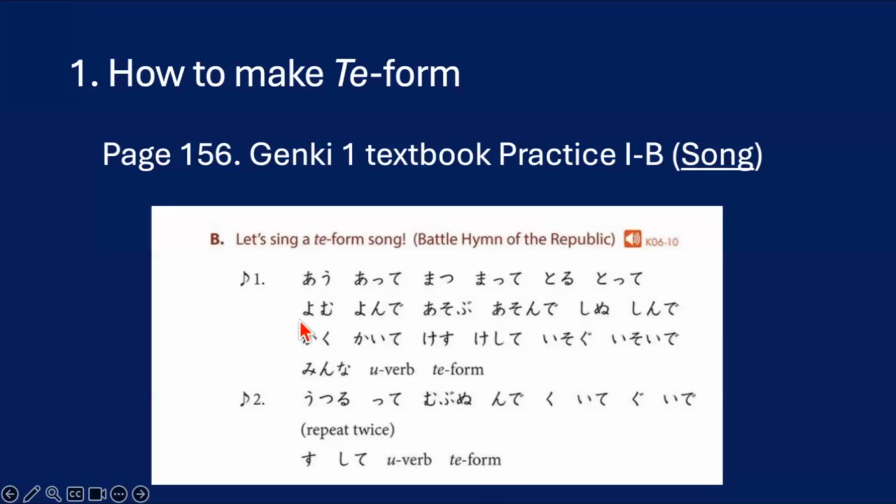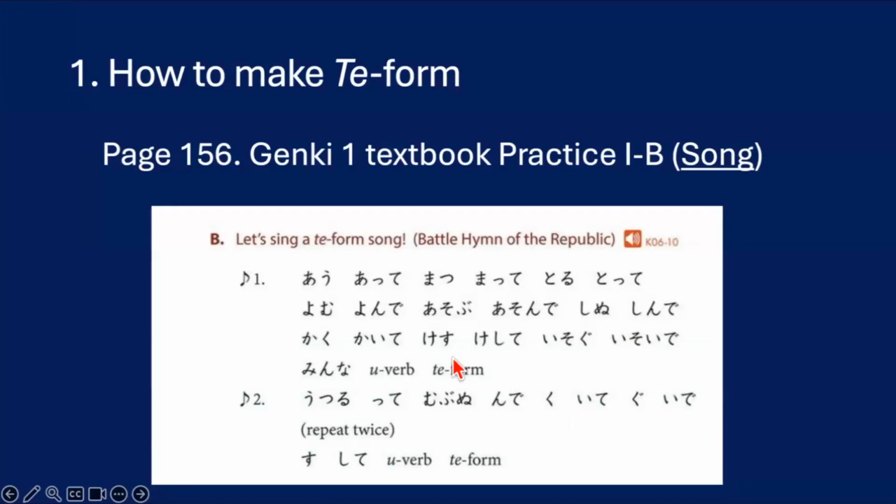Okay, so the first verse, they actually say the dictionary form au, and then that will change to atte. Matsu will change to matte. So they give you the example. And then second verse, these utsuru, these are the word verb ending. So u, tsu, ru here. So if they are ending with u, tsu, ru, then that's going to be tte. Same thing. Mu, bu, nu. Mu, bu, nu would be nde. So mu, bu, nu, nde.